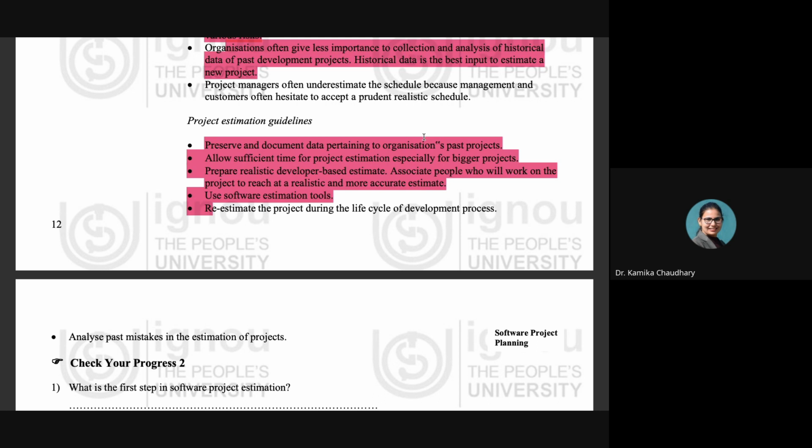So these are all the guidelines which, if followed, are going to help the software organization to have a good estimate of all the important factors, whether it is effort, size, duration, time, cost, and so on. Next is to analyze the past mistakes which have been made in the estimation of projects. This point was missed, so we are going to take it also. If any past mistake was made by the organization, it should not be repeated in the present estimation of the project. That is the last point in the estimation guidelines.